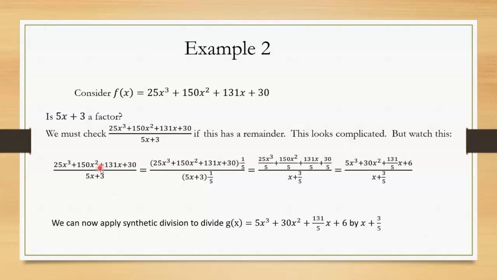Namely, what you can do, you see how the leading coefficient here is 5 in the bottom? Well, let's factor that out. And that's what I'm doing here. I'm factoring out 5. And I'm doing that by multiplying top and bottom by a fifth. Okay?